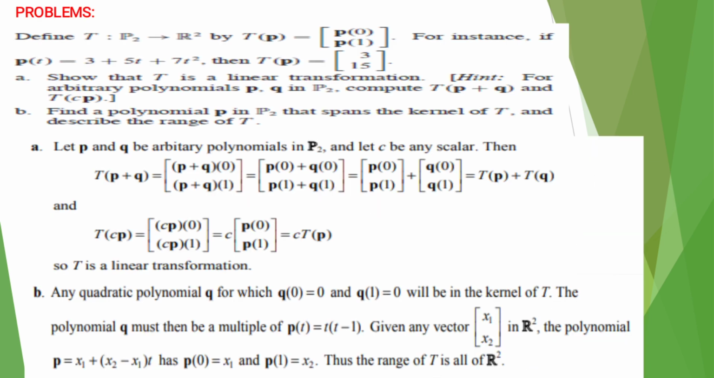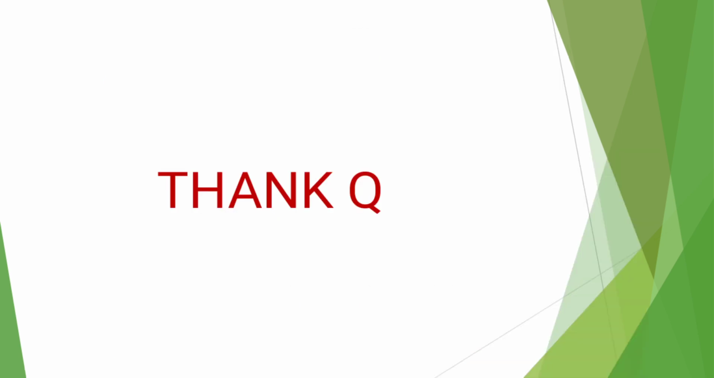So this way we find the null space and column space vectors of a linear transformation. We find elements of the range of T and the kernel of the linear transformation, and we find elements of the null space and column space. So now, thank you.